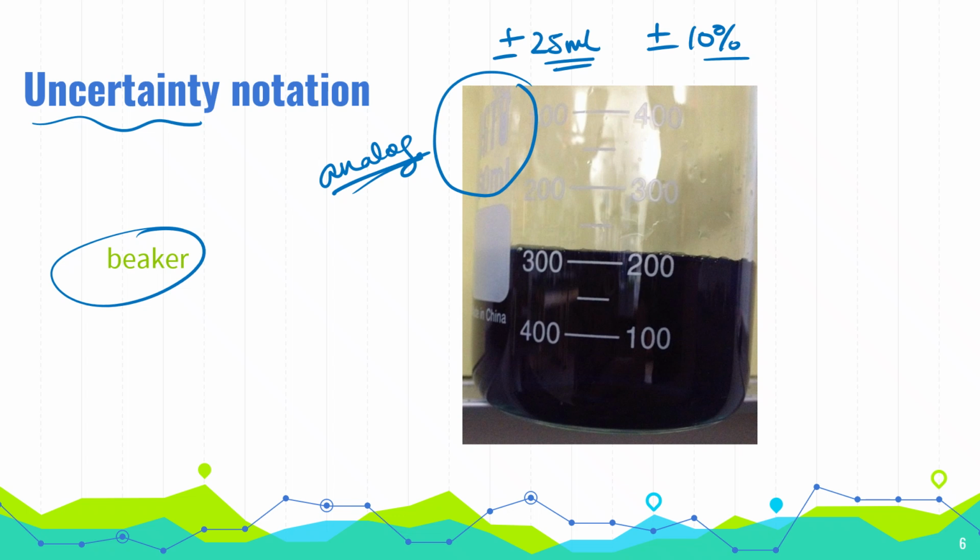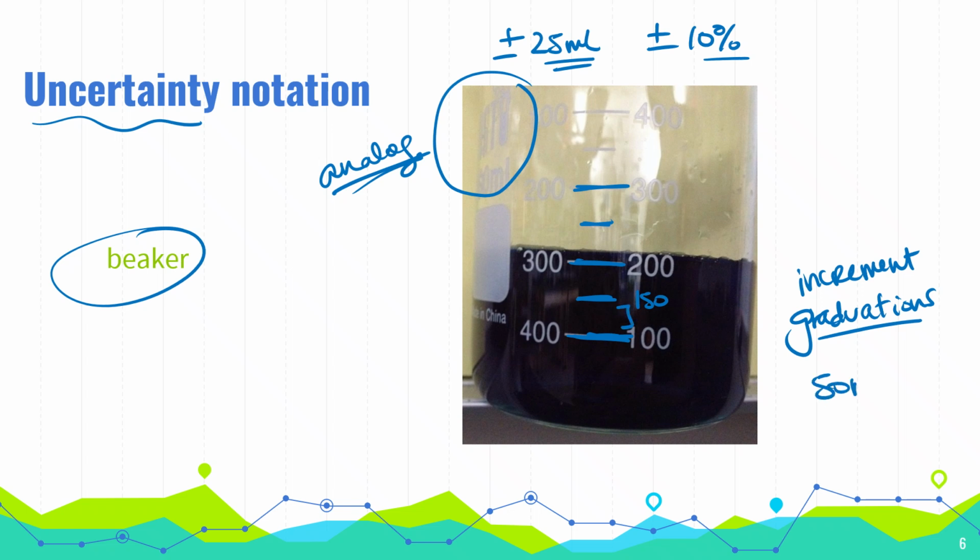However, if there's not already an uncertainty printed on the label, what you're going to do is figure out the increments between the graduations. Graduations are the lines on your piece of equipment. So here's a graduation, here's a graduation, here's a graduation, and they keep going up and up and up. We figure out the increment, how many milliliters between each of those lines. So if this is 100 and this is 200 and there's a line between, this must be 150, which means that our graduations, the increments, are in 50 milliliters.